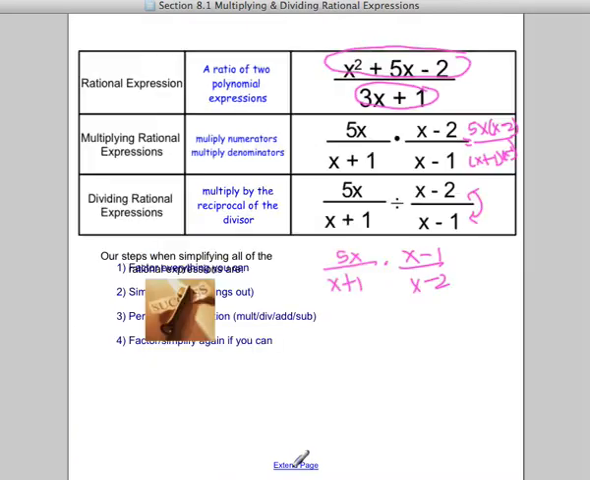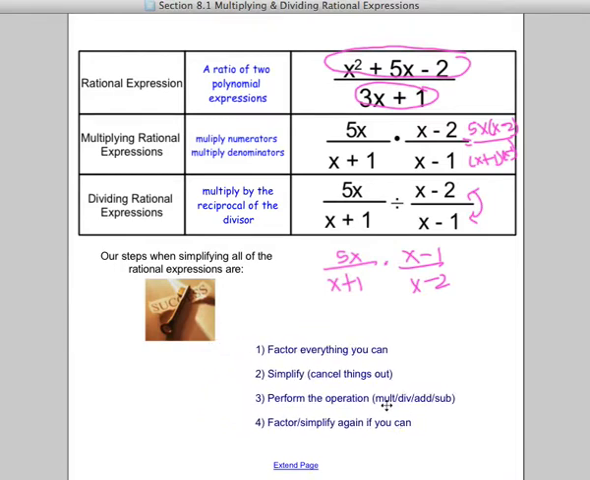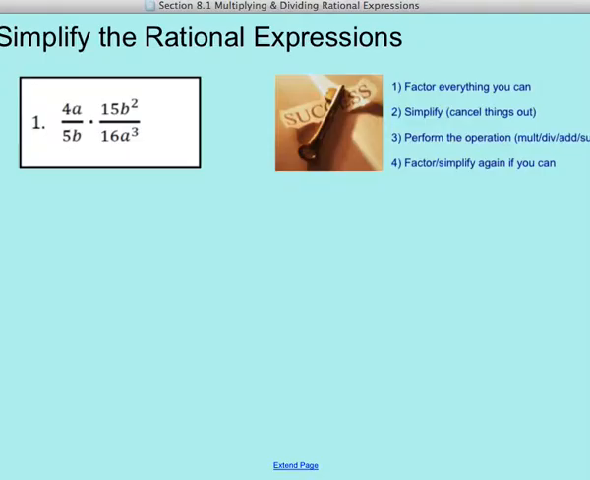So some things to keep in mind while we're simplifying. First thing we want to do is factor if you can. Then we're going to cancel things out, and then we're going to multiply, divide, add, subtract, and then once again we're going to factor or simplify if we can. All right, so let's go ahead and look at some examples.